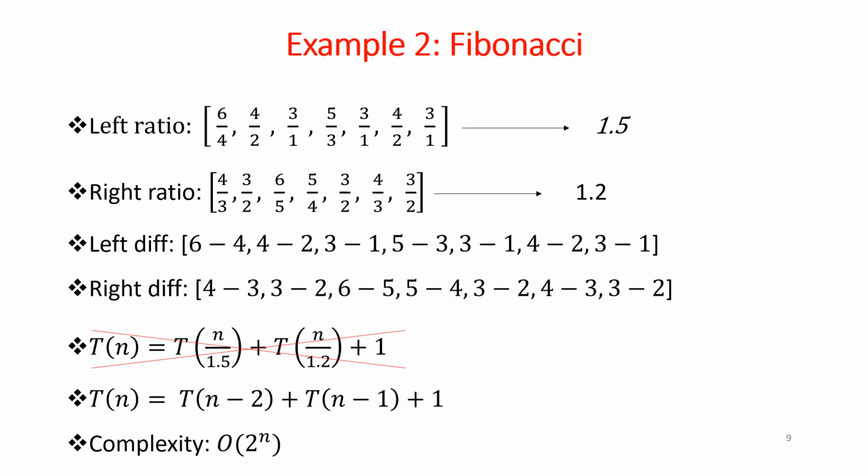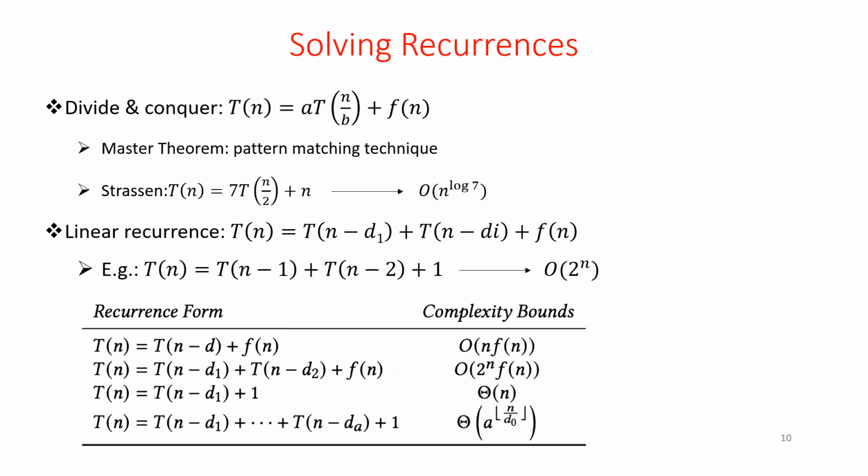And as we can see here, the left differences are always 2 in this table, and the right differences are always 2 in this list. Using pattern matching, we can solve this recurrence relation to be exponential, which is the complexity of the Fibonacci sequence.